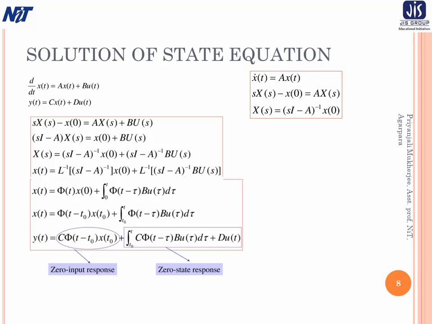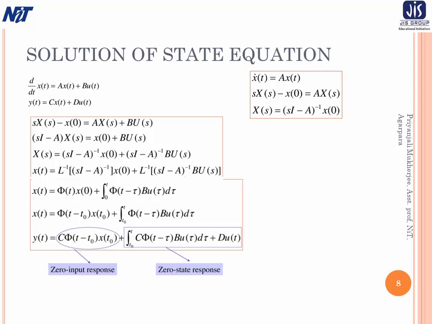Now if we take the inverse Laplace transform of this equation, we can write x of t is equal to Laplace inverse of (sI minus A) inverse into x0 plus Laplace inverse of (sI minus A) inverse into BU(s). So x of t is equal to phi of t into x of 0, which is the zero input response part, and the next one is the integration of phi of t minus tau into Bu(tau) d tau. So it represents the zero state response of the given system.